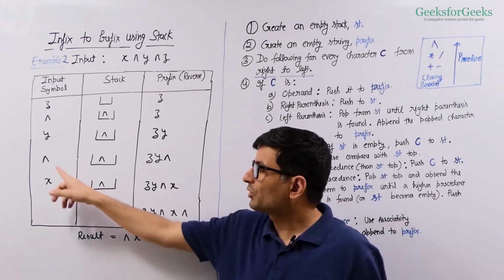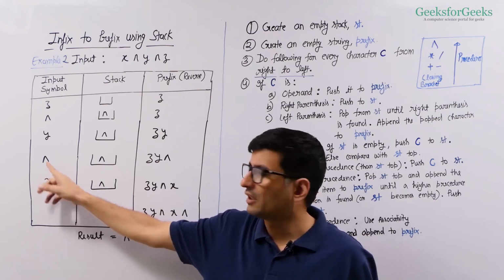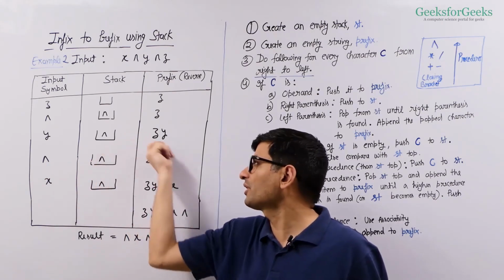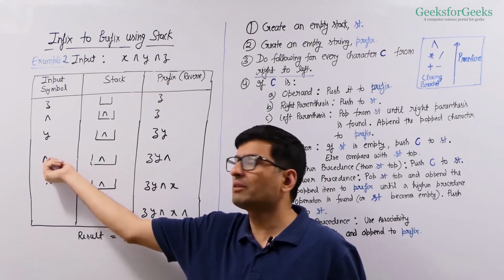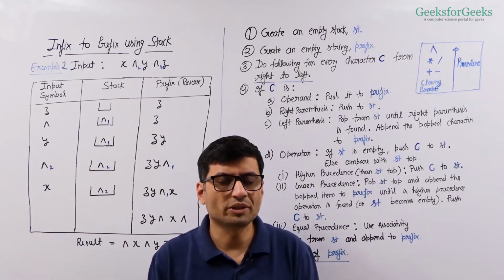So if this was a different operator, then we would have compared the precedence, and if the stack's operator precedence was higher, then we would have taken it out and appended it to the output, and if its precedence was lower, then we would have pushed it into the stack. Here we have the same precedence for both the operators.